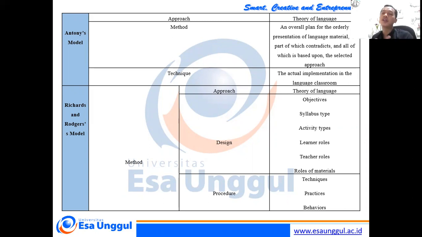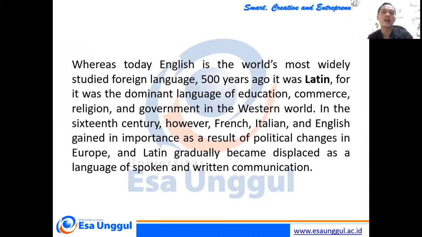Okay, so approach is the theory of language, and design consists of objectives, syllabus type, activity types, learner roles, teacher roles, and roles of materials, and procedure consists of techniques, practices, and behaviors. So these are the definitions of method, approach, and techniques. Now let's study the history of English language teaching.